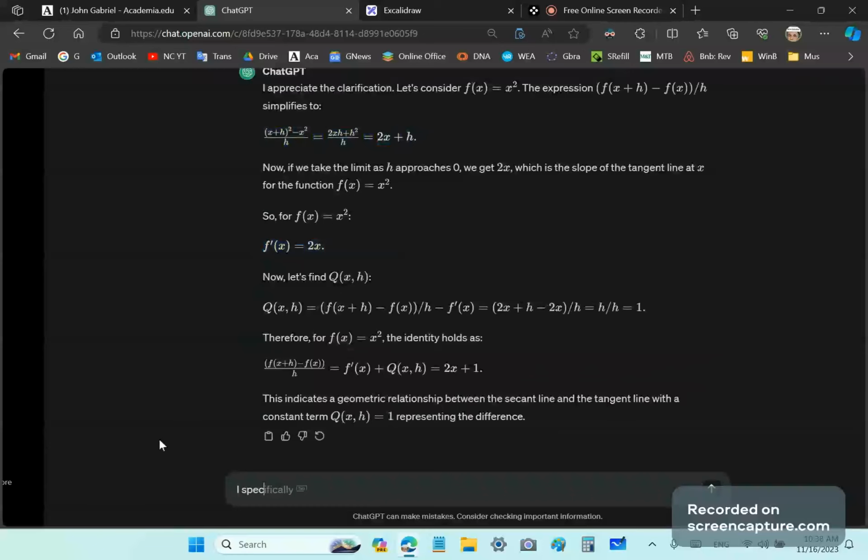I specifically asked you not to use limits. Are you a moron? Also, Q of x, h is not equal to 1. Try again.